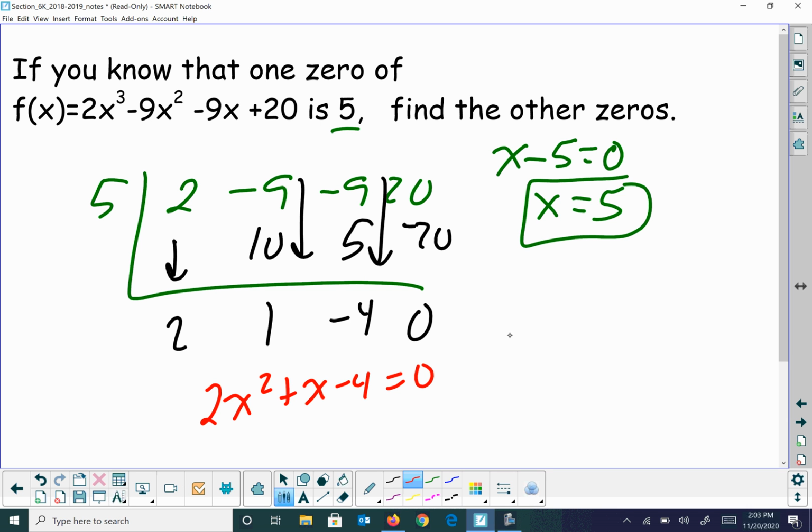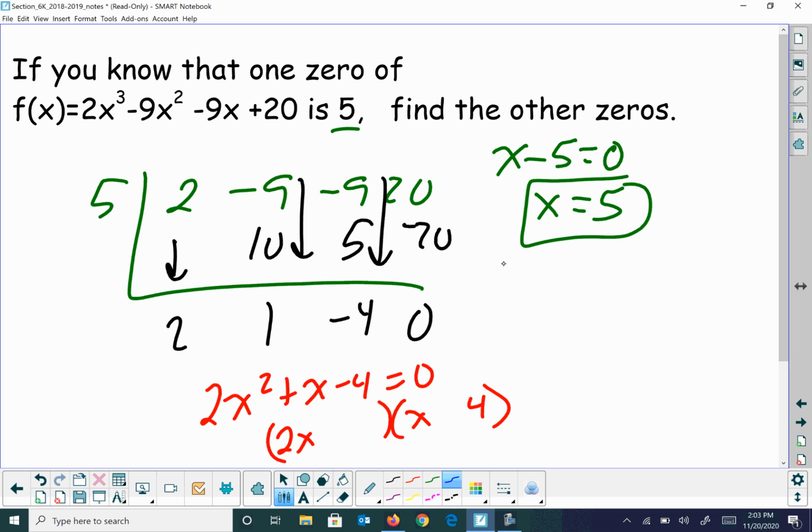And let's see if we can factor that. I think it's going to be 2x and x. And I don't think it'll be 2's. I think we're going to have a 4 here. Is that going to work for us? That's not going to work. You know what? It's not going to factor.